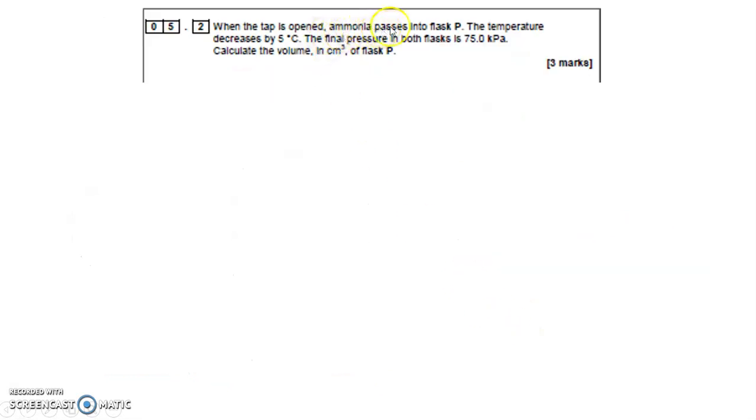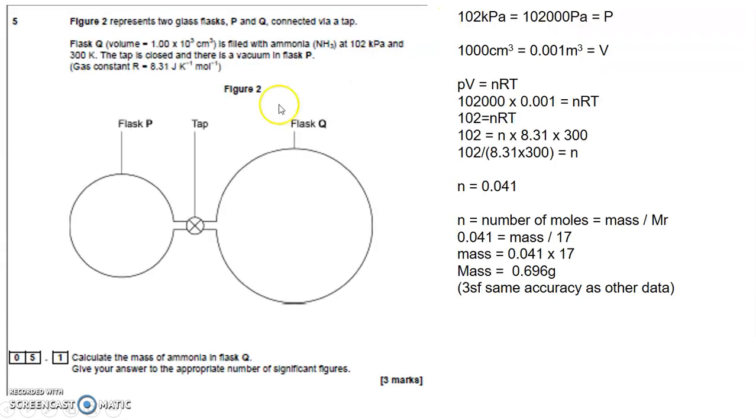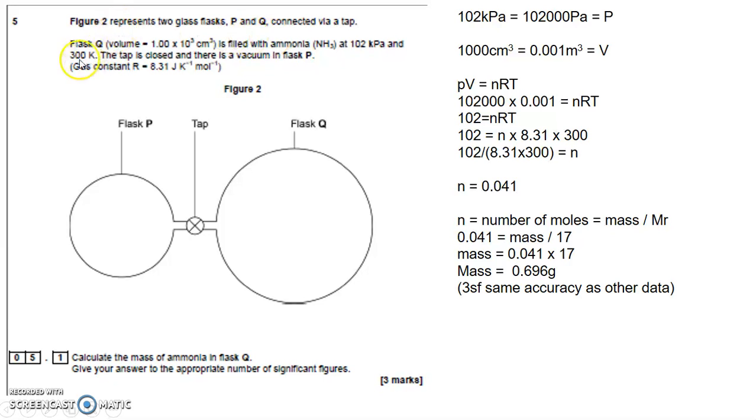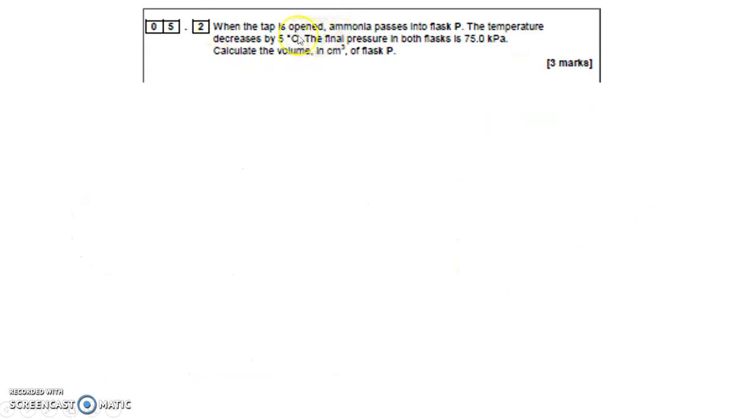When the tap is opened, ammonia passes into flask P. So it's going from here through the tap into flask P. So I've now just increased the volume. The temperature decreases by 5 degrees C. So now instead of the temperature being 300 Kelvin, every time I come down by a degree C, I come down by 1 Kelvin. The change in Kelvin is the same as the change in degrees C. The only difference is that to turn degrees C into Kelvin, you need to add on 273. Okay, so my new temperature is 295 Kelvin.